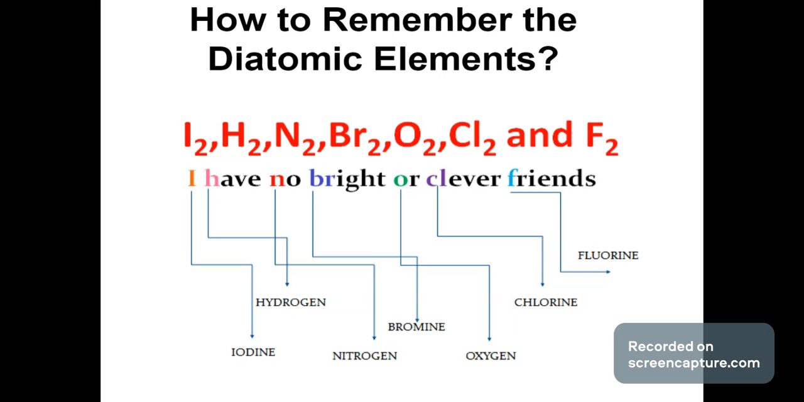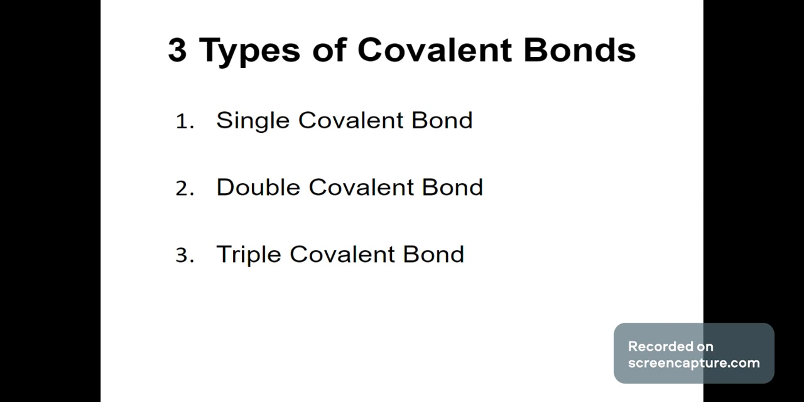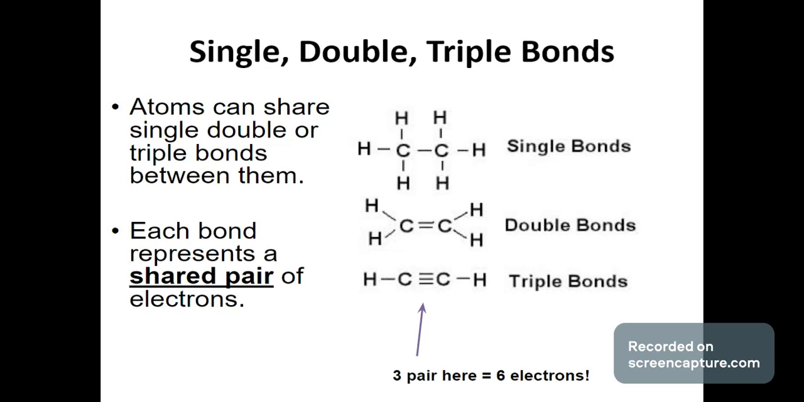Three types of bonds, which are single, double, and triple covalent bonds. Now, the bonding, if you will, is going to affect the structure in terms of the strength and the durability of those bonds, just to give you a heads up in some type of way.